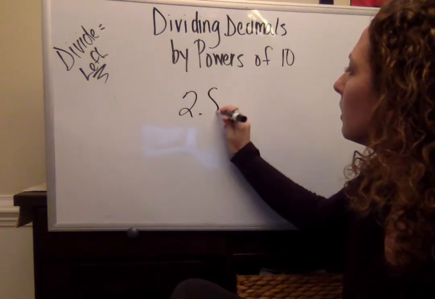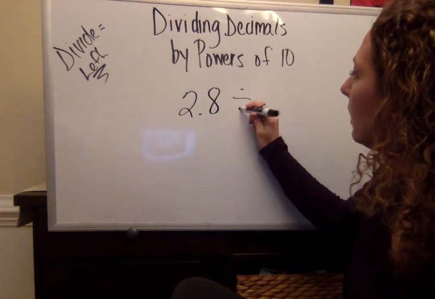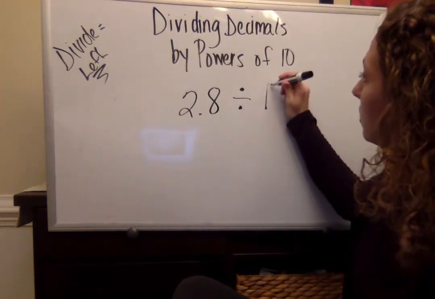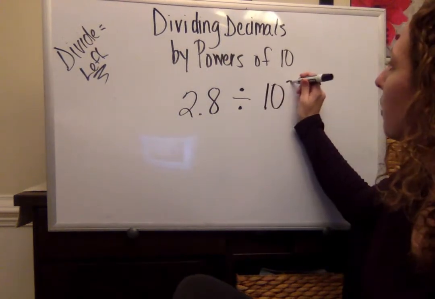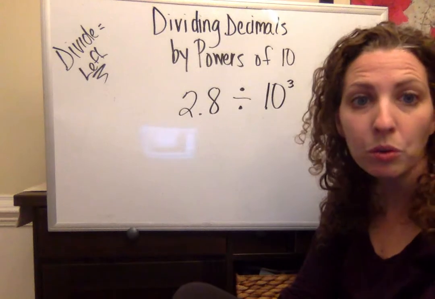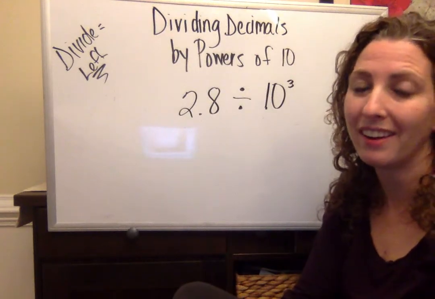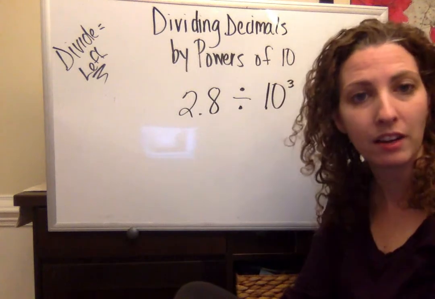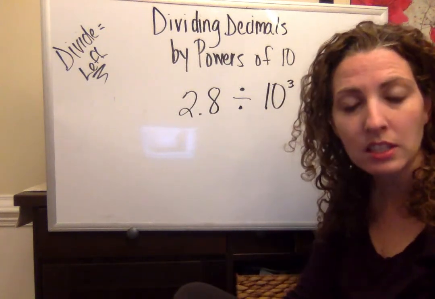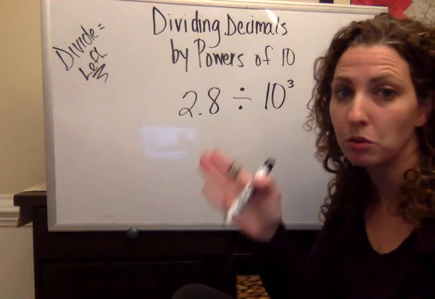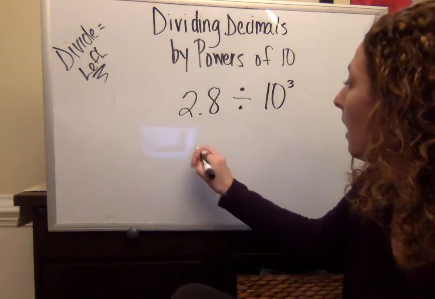2.8 divided by, so I know I'm moving to the left. Let's do 10 to the third power, okay? Now I know some of you are already looking at this and thinking, I can't move over 3 places. Yes, you can. Of course you can. Watch how we're going to do this. You're going to have some that look like this, where you're going to have to go over more spaces than you think you have.